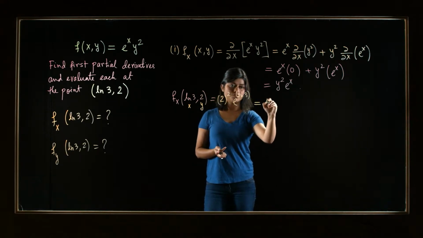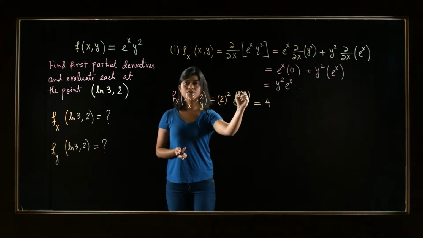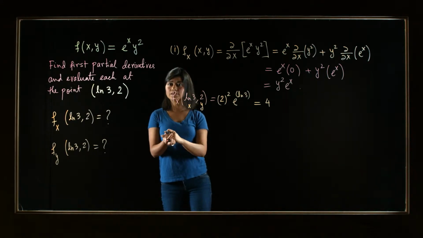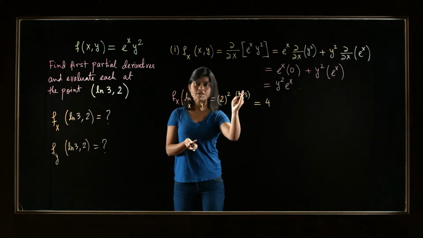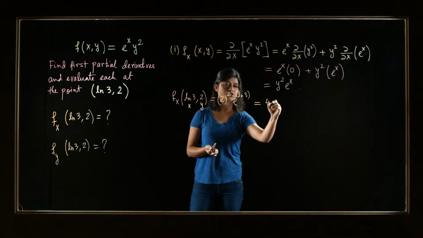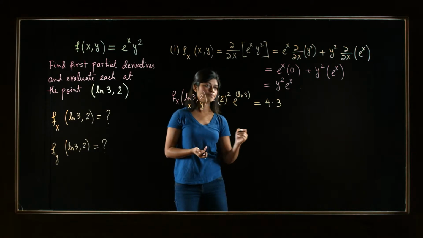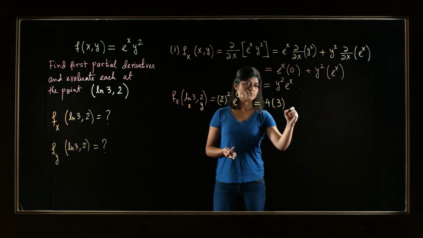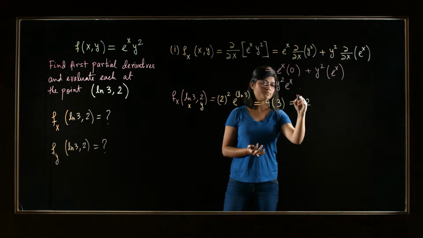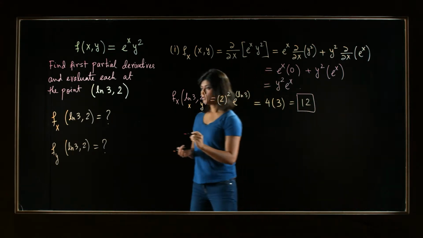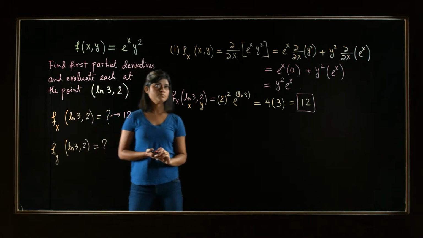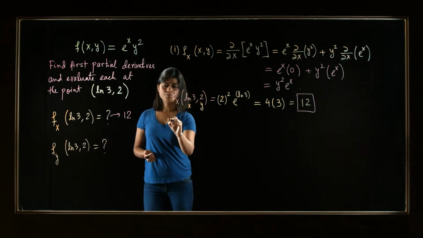Now we know 2 squared is 4. What about e to the natural log of 3? Remember the inverse property of the exponential and natural log functions? When they are next to each other, they cancel. So e to the ln of 3 is just 3. And so the answer is 12. So this value is 12. Okay, so you computed the first one.